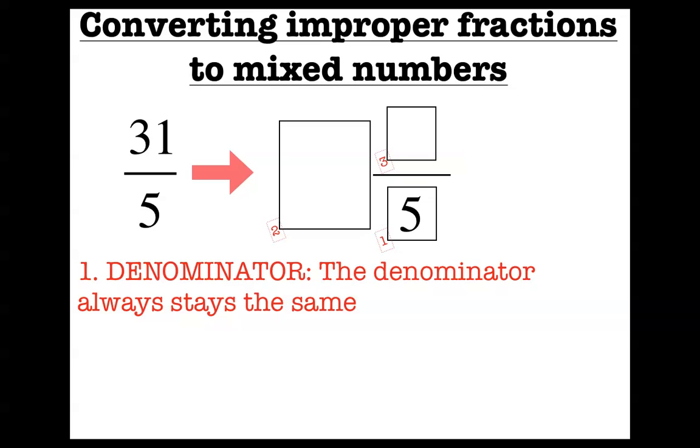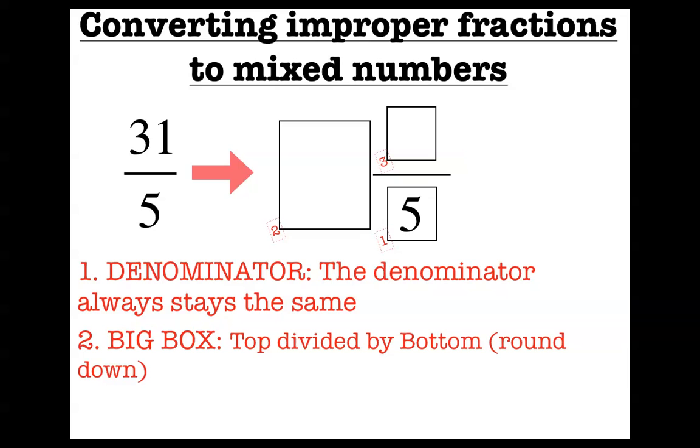Step 2 is going to be, how do we get that big box filled in? What's the big number in the front? Okay, the big box, you're going to do top divided by bottom. What I mean is, go to the original fraction that you started with, the 31/5, and take the numerator divided by the denominator. So 31 divided by 5. Does 5 go into 31? It doesn't go into 31 evenly, and that's why I have in parentheses there, round down.